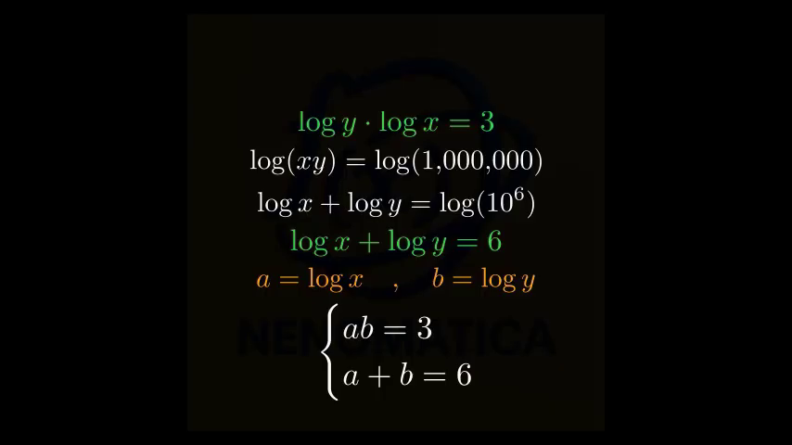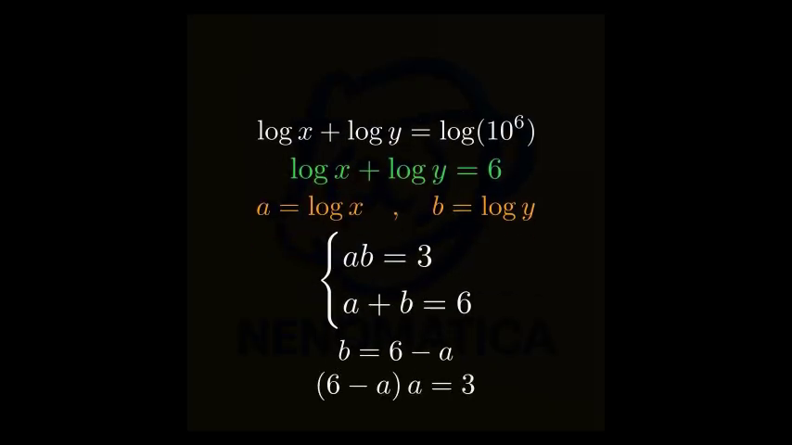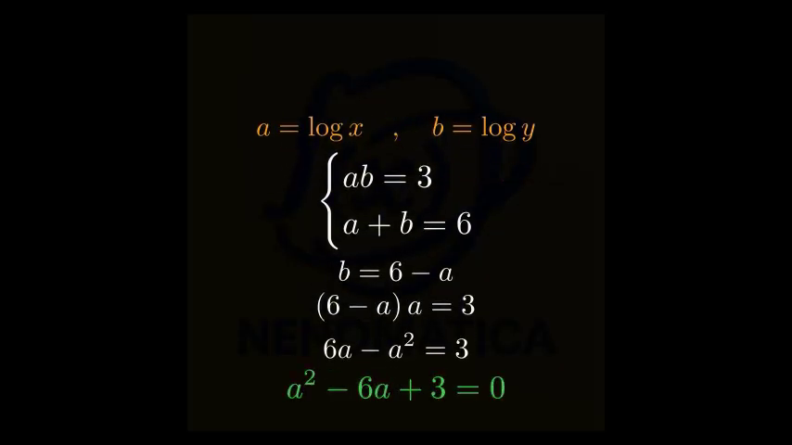Solve the system by substitution. From a plus b equals 6, b equals 6 minus a. Substitute into a times b equals 3 to get (6 minus a) times a equals 3. Expanding gives 6a minus a squared equals 3. Rearranging, a squared minus 6a plus 3 equals 0.